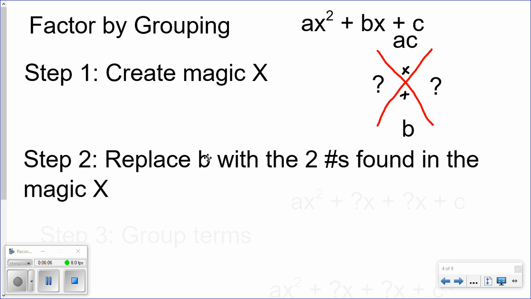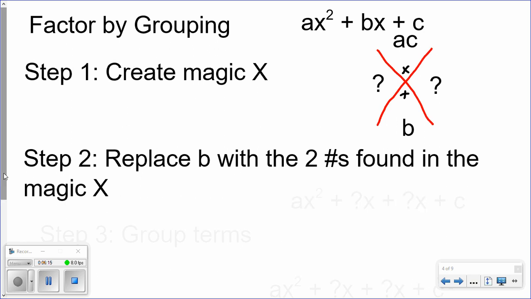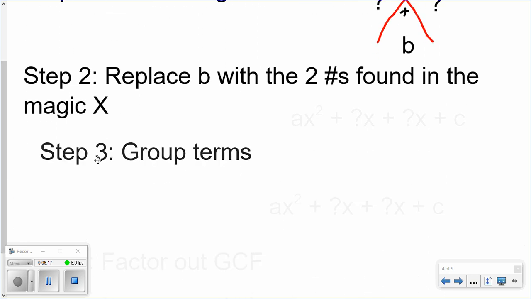Step 2 is to take those two numbers that you found and replace the b with them, to create two terms instead of one. Step 3 is to group the terms. Oh, so here, sorry, step 2, so it'll look like this instead. Instead of just one term here, we split it into two.